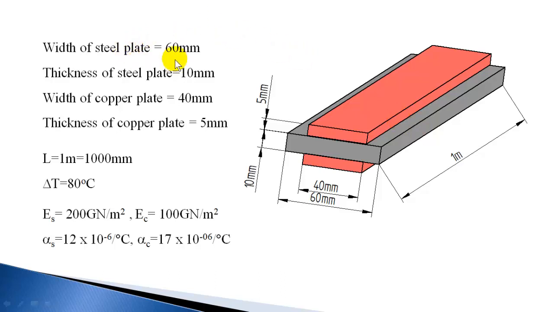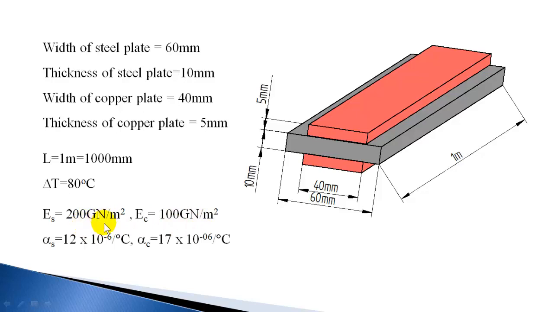Now width of the steel plate is 60 mm, thickness of steel plate is 10 mm, width of copper plate is 40 mm, thickness of copper plate is 5 mm, length of the assembly is 1 meter or 1000 mm. Delta T temperature change is 80 degrees centigrade. These are the Young's modulus of both the materials. Giganewton per meter square is gigapascal only.